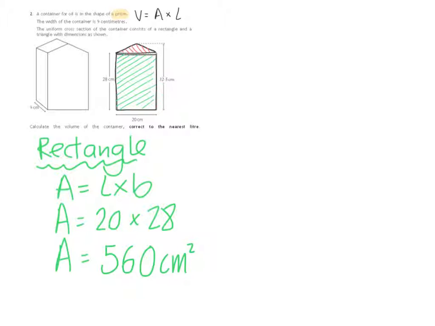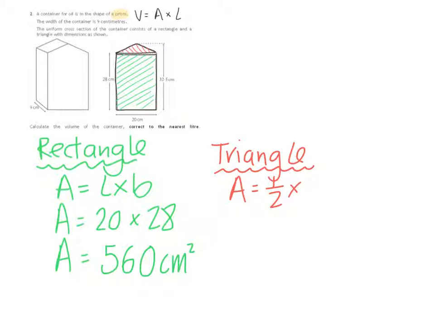Next thing we want to do is look at the triangle. So we'll put the work in for that alongside. Now, once again, we should know already that the area of a triangle is a half times the base times the height. So that's a half multiplied by the base, which we already noted was the same as the measurement at the bottom, which is 20, multiplied by the height, which was going to be the difference between the total height and the height of the rectangle. So that's 32.5 take away 28, which is 4.5.